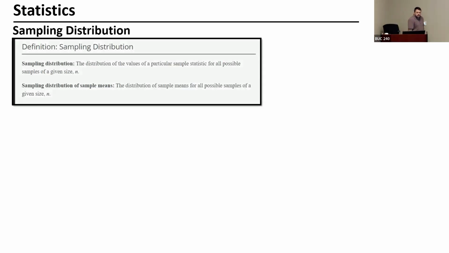Sampling distribution, the distribution of the values of a particular sample statistic for all possible samples of a given size. And then, of course, the sampling distribution of sample means, the distribution of sample means for all possible samples of a given size N. Well, that's just a bunch of word salad if you don't know what it's saying.